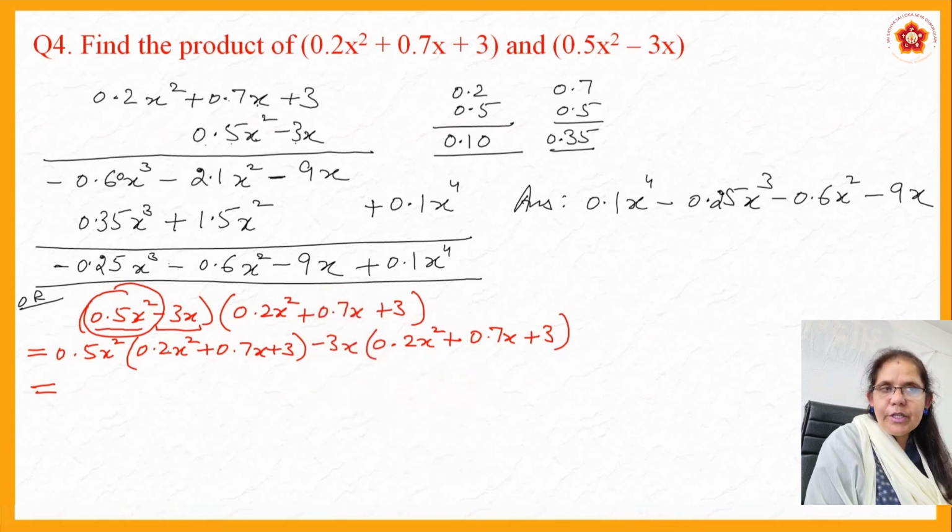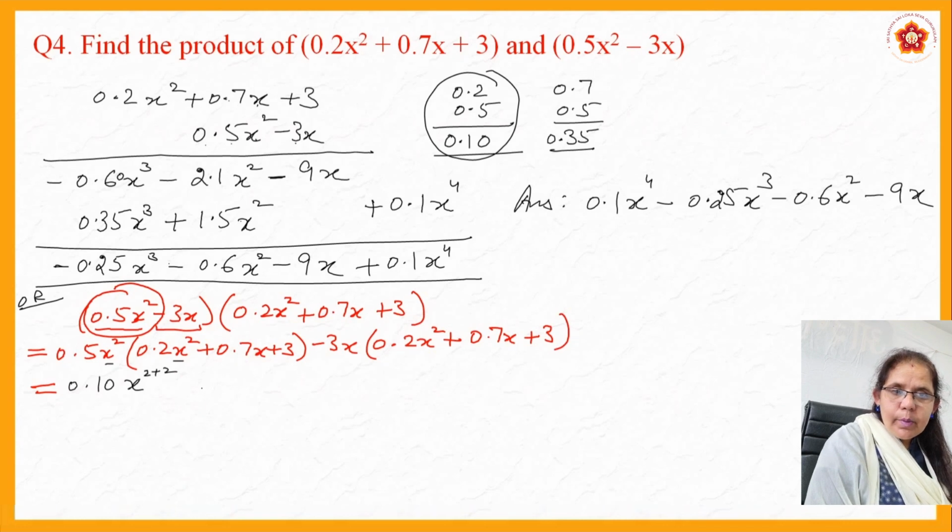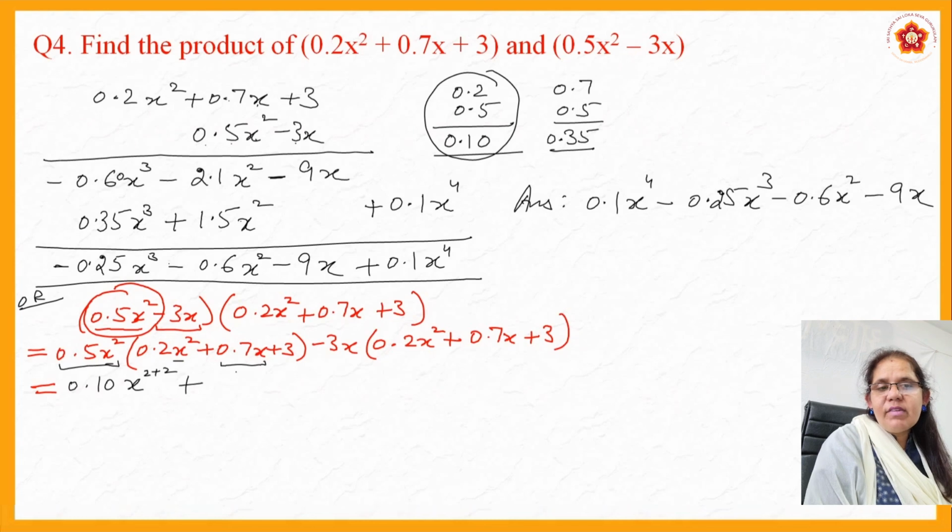0.5 multiplied by 0.2. We have done the multiplication here. It is 0.1. Whether we write 0 or not, it doesn't make a difference. Let me write it down here. x square into x square is x raised to the power 2 plus 2. Plus, now 0.5x square is to be multiplied by 0.7x. So 7 5s are 35. This multiplication is done here.